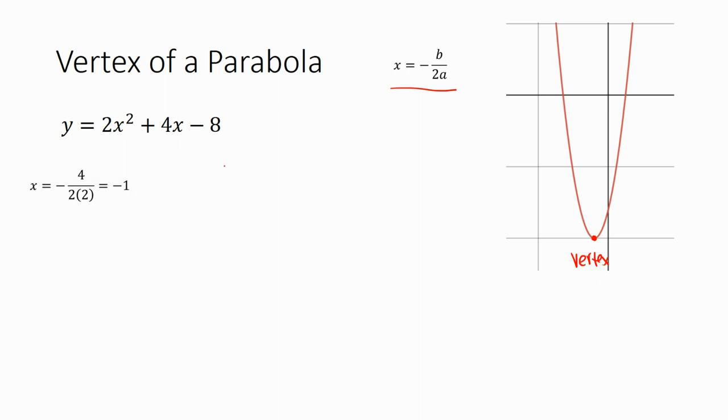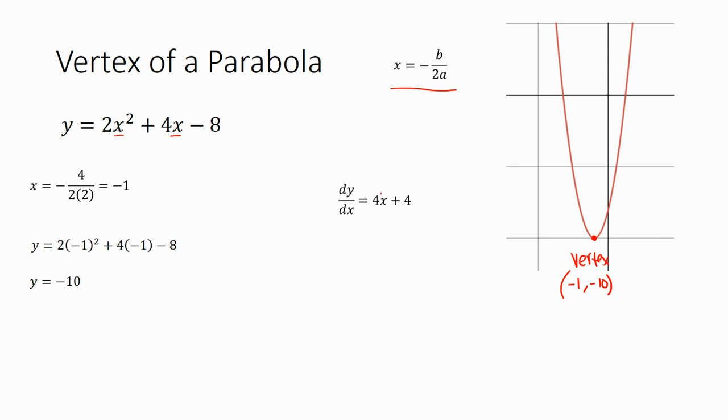And so b is 4 and a is 2. So if we plug it into the formula, we would get the x coordinate equals negative 1. And then to find the y coordinate, we plug it back into the function for x in both places, and we get y equals negative 10. So the coordinates of this vertex are negative 1 and negative 10. And that's a review from algebra, and we did that earlier in the semester. But now we're going to learn a different way using calculus.